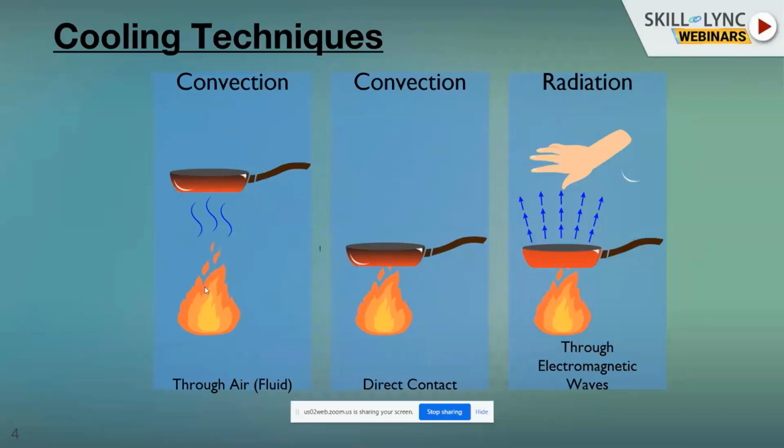The first picture which I represented is convection. Convection heat transfer happens through air. The heat is transferred through the fluid molecules to the body. The second, the middle picture, is actually conduction. Sorry for the typo error. It's like direct contact, where the heat is transferred directly to the surface of the body.